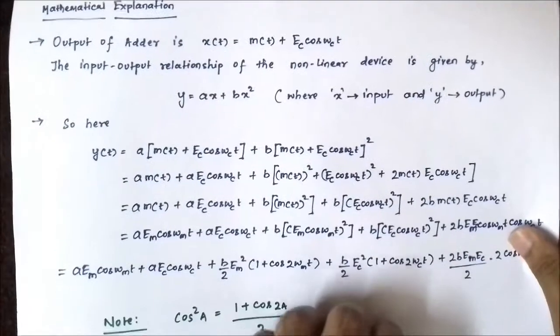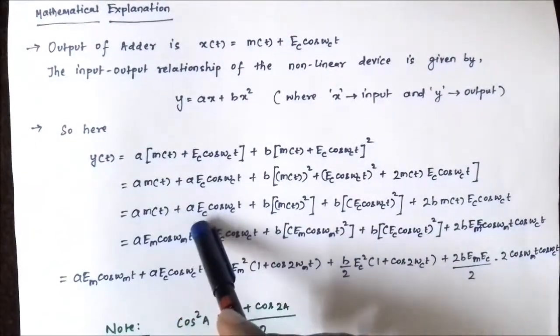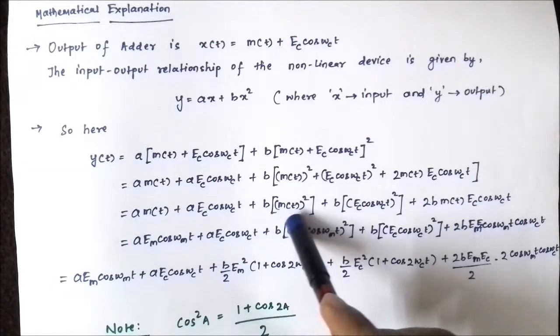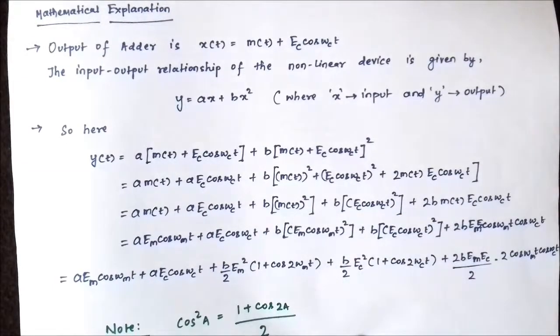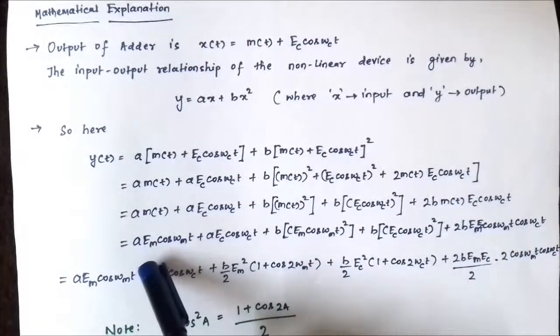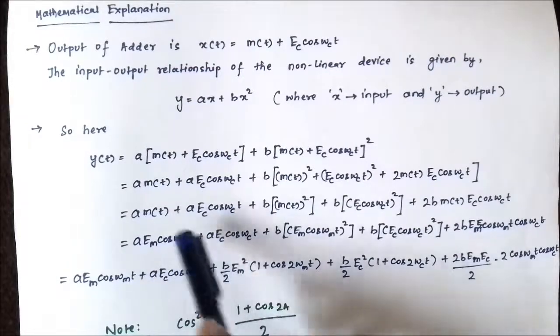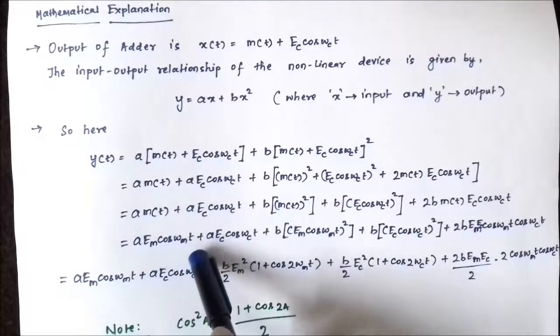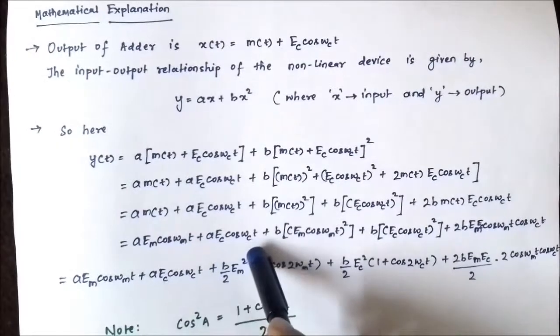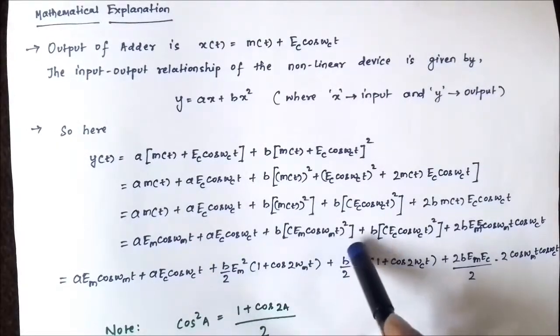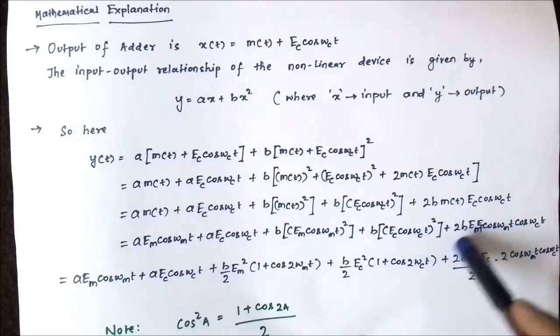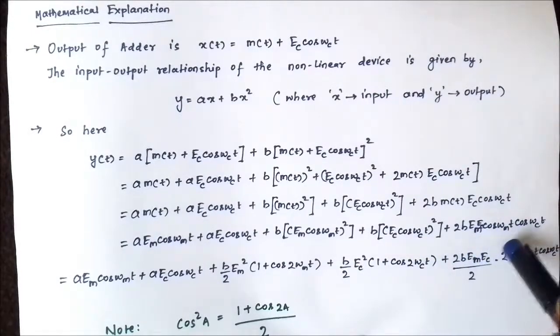Okay, then again we expand this: a·m(t) plus A_c cos ω_c t plus b(m(t) plus A_c cos ω_c t) whole square plus 2b m(t) A_c cos ω_c t. Again we simplify it: A_m cos ω_m t, we have substituted m(t) with A_m cos ω_m t, plus A_c cos ω_c t plus b[A_m cos ω_m t] whole square plus b[A_c cos ω_c t] whole square plus 2b A_m A_c cos ω_m t cos ω_c t. Here we have substituted m(t) with A_m cos ω_m t, the only thing we have done.